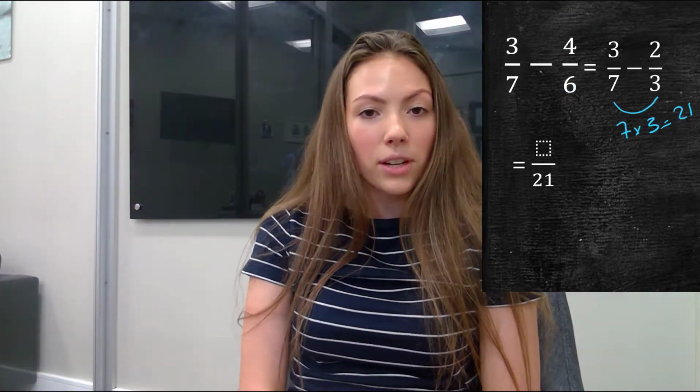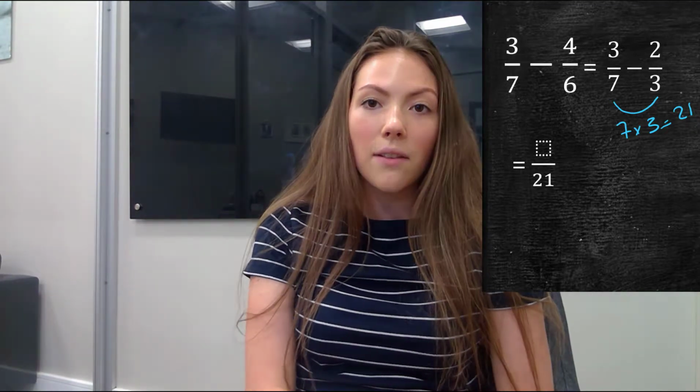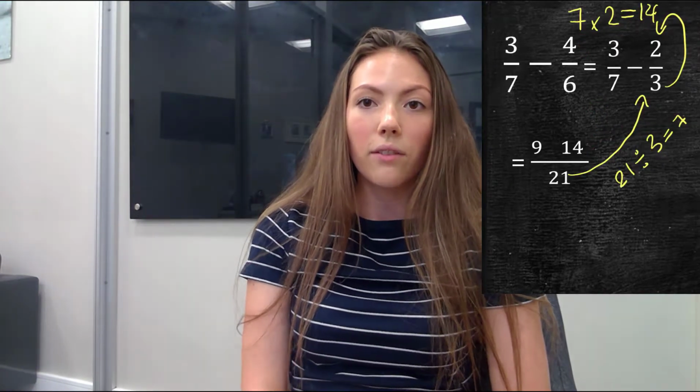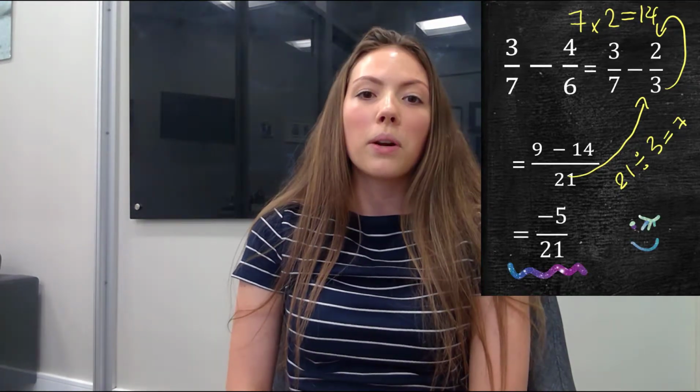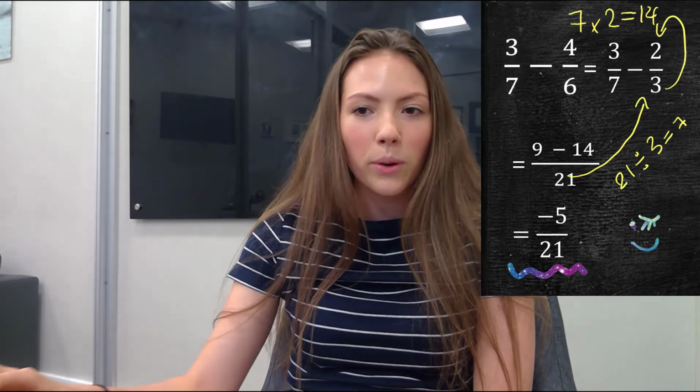So 7 times 3 is 21, that's your new denominator. 21 divided by 7 is 3, multiplied by 3 is 9, and 21 divided by 3 is 7, multiplied by 2 is 14. Add the sign, 9 minus 14 over 21, which is negative 5 over 21.